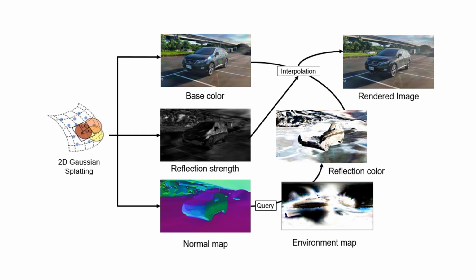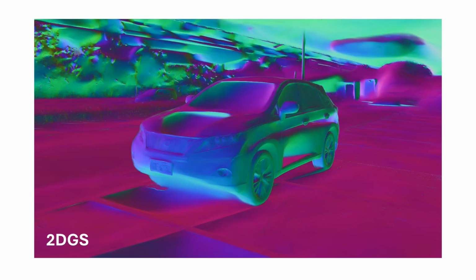The reflection strength is then used to blend base color and reflection color into the final result through interpolation. An image loss and lambda normal loss is used to backpropagate gradients. By leveraging the advantages of 2D Gaussian splats and the deferred reflection training strategy, we successfully generate novel view synthesis with a high-quality mesh. And here is the result.